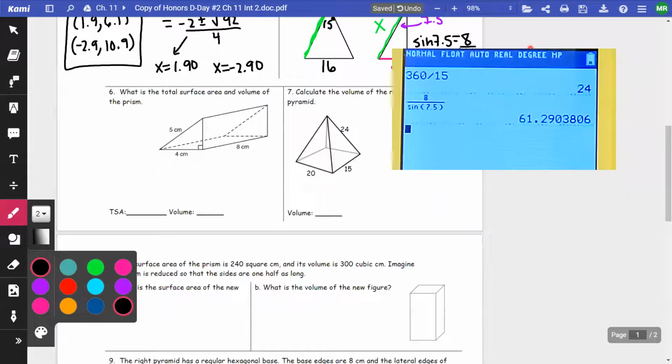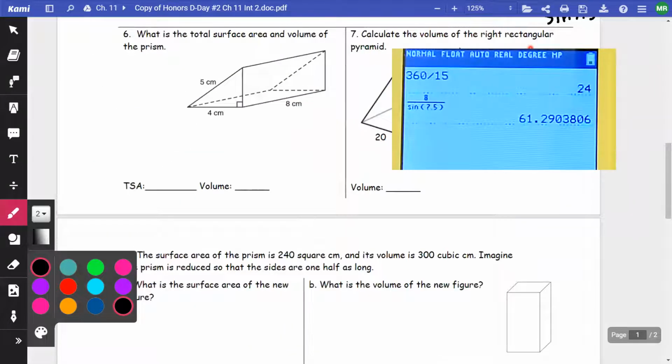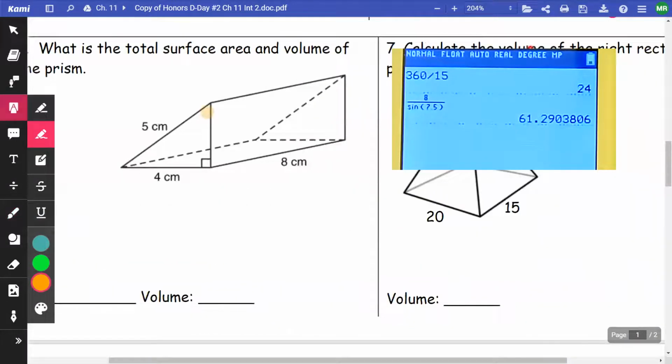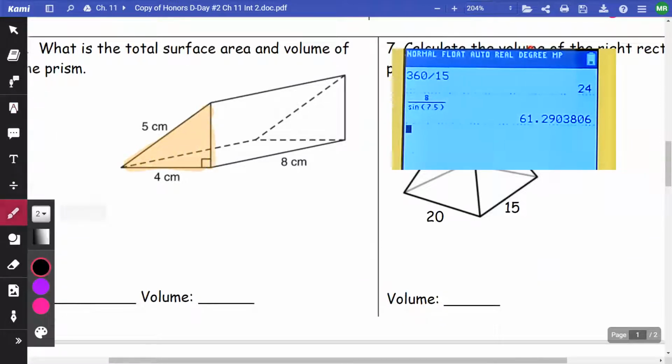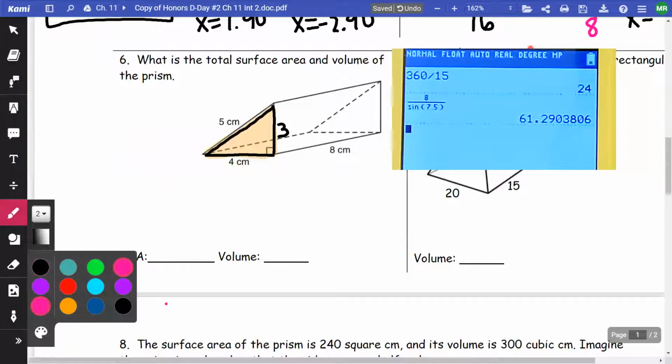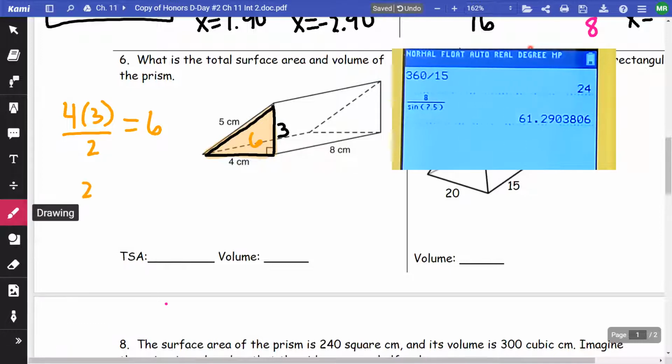Okay, on number 6, what is the total surface area of this prism? To find the total surface area, first thing I'm going to do is find the area of the base. This is a right triangle, a 3, 4, 5 right triangle. To find that area, I am going to take base times height divided by 2, which is going to be 6. Now I have that 6 twice, here and here.